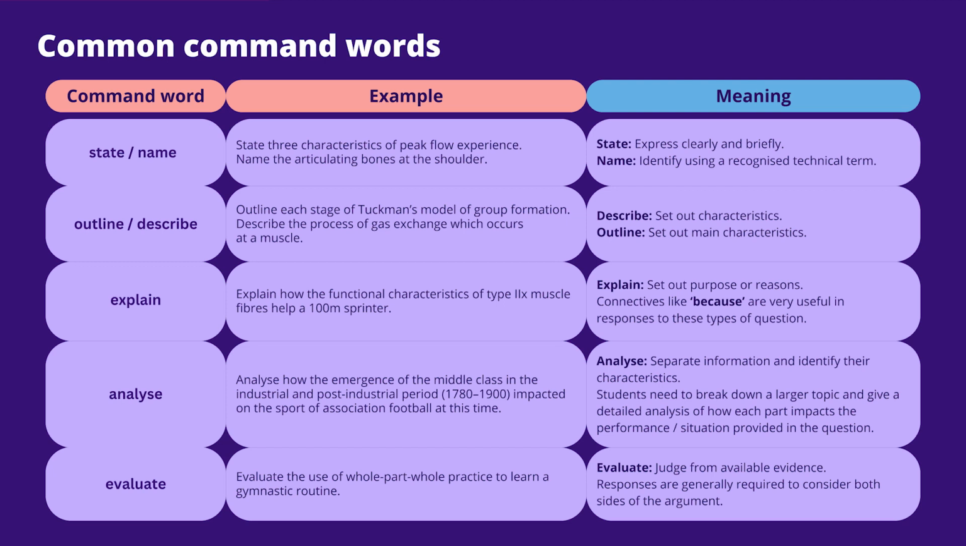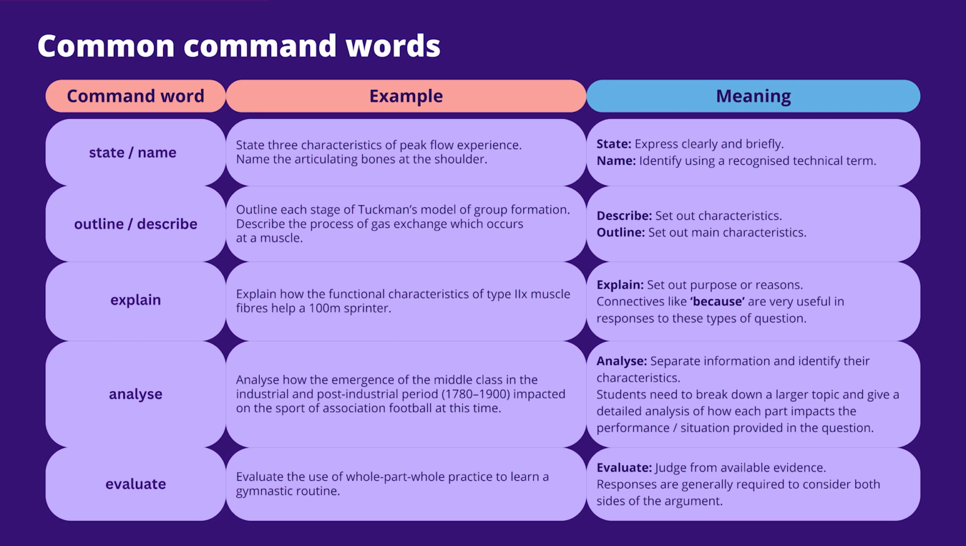The command word explain requires students to set out a purpose or reason, e.g. why or how. Connectives like because can therefore be useful to students when forming their response. Explain in PE is often, though not always, used for AO2 questions, which require students to apply their knowledge and understanding to a novel or unique sporting situation. In these application questions, students must link their response back to the specific context in order to access the marks.